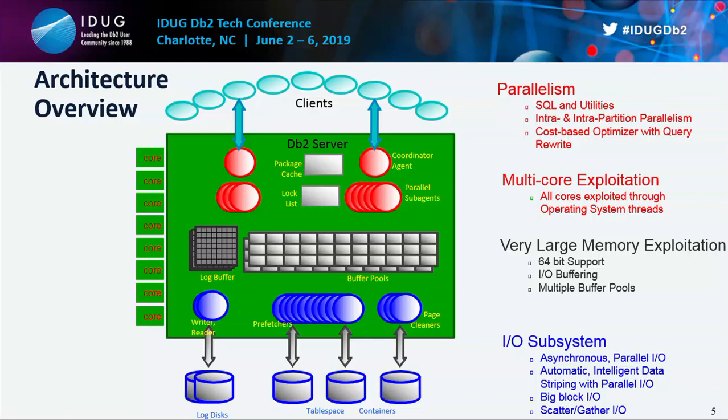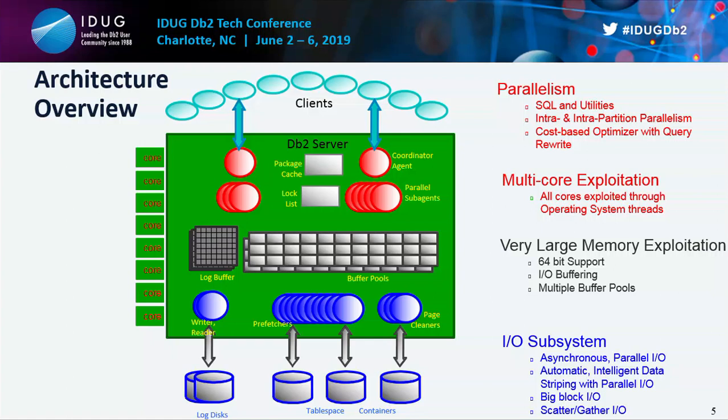You've got a package cache, you've got lock lists, buffer pools, log buffers. Your log buffers have log readers and writers who get things out to disk. Your buffer pools have prefetchers or I/O servers and page cleaners pulling in and putting things out to disk. So that's Db2 in a nutshell.